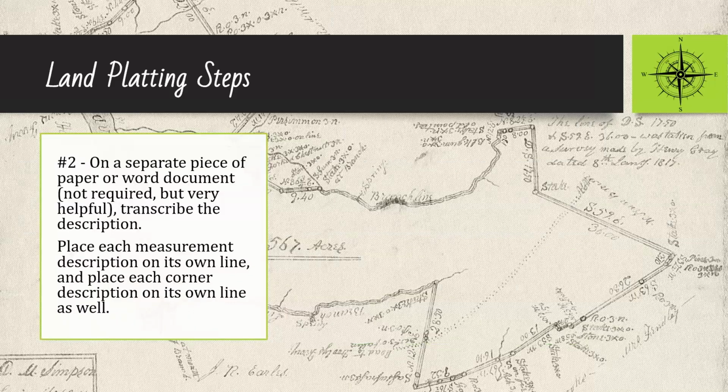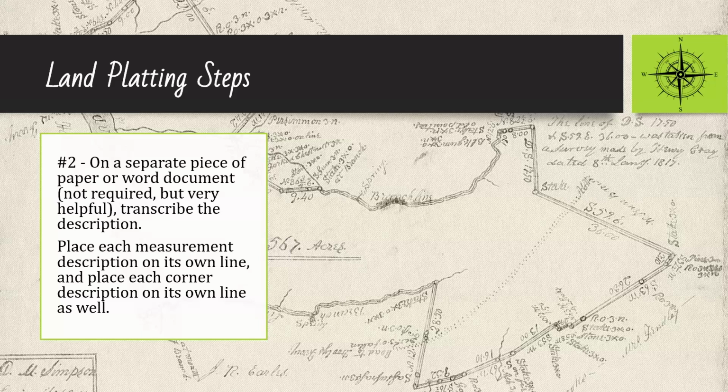Okay, second step. On another piece of paper, this isn't required, but it can be very helpful, especially if you've got a long description, you want to transcribe the description. What I would suggest is put each measurement description on its own line and put each, what I call a corner description, on its own line as well.